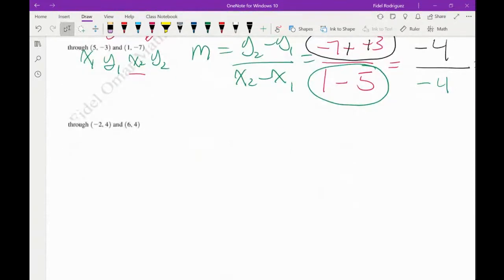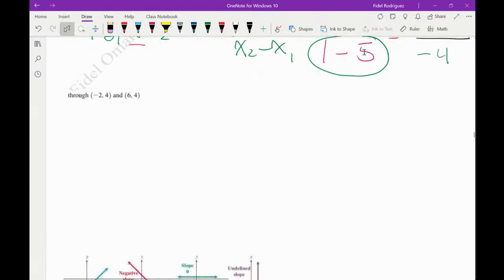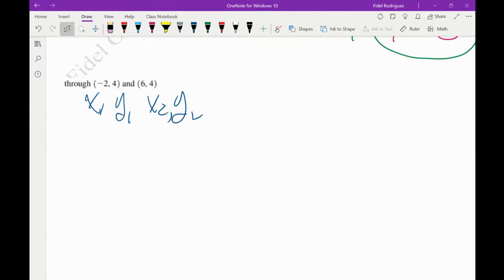All right, so now let's take a look at the next one. And let's take a look and see if we can figure this one out. We're going to do the same exact thing we've been doing before, guys. Okay, remember, this is my x1, this is my y1, this is my x2, this is my y2, right? And let's go ahead and write out the formula again.